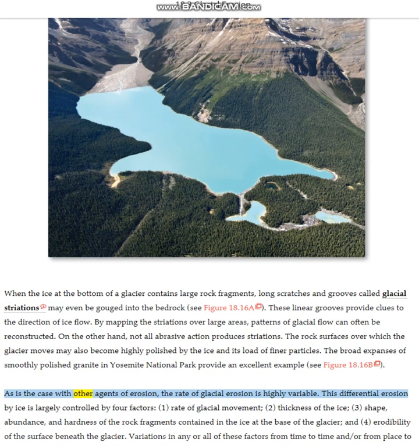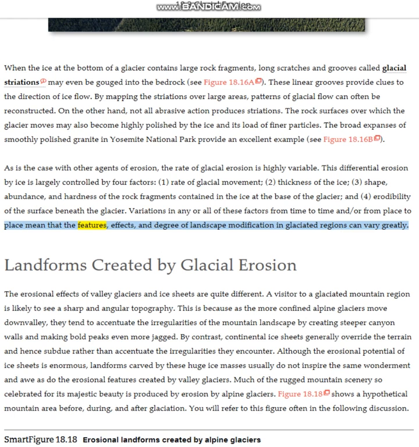As is the case with other agents of erosion, the rate of glacial erosion is highly variable. This differential erosion by ice is largely controlled by four factors: 1. Rate of glacial movement, 2. Thickness of the ice, 3. Shape, abundance, and hardness of the rock fragments contained in the ice at the base of the glacier, and 4. Erodibility of the surface beneath the glacier. Variations in any or all of these factors from time to time or from place to place mean that the features, effects, and degree of landscape modification in glaciated regions can vary greatly.